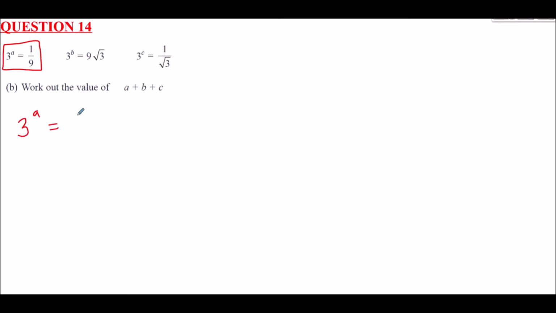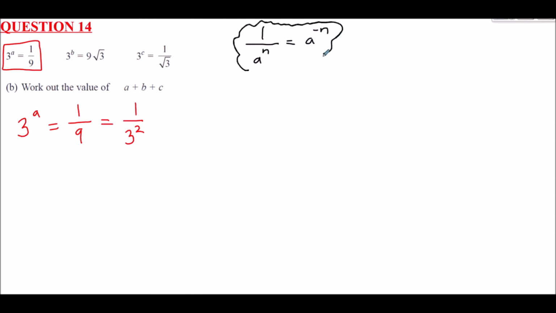Now the key thing to notice here is that 9 on the denominator is itself a square number. In fact, it's 3 squared because 3 times 3 is 9. Now, one of the laws of indices, which you may or may not have seen, you probably have if you've been studying higher tier, is that in general, 1 over a to the n is the same as a to the power minus n.